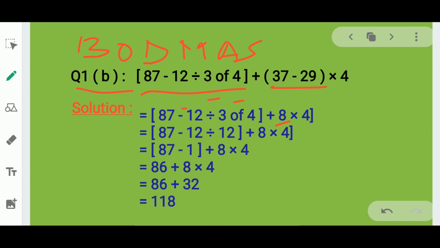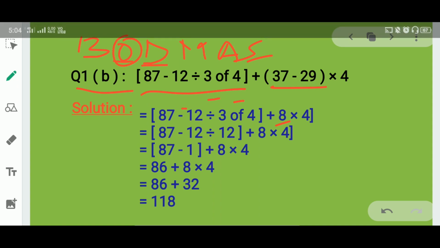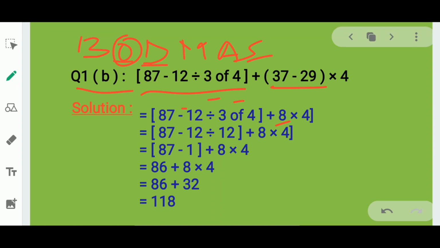As you all can see, the division is here, the subtraction is in the last, and "of" is in the second place. So what do we have to do first? We have to solve "of" first. "Of" means multiplication, as you all know, and 3 of 4 means 3 multiplied by 4, and when we multiply 3 by 4 we get 12. So in the place of 3 of 4, we have to write 12.